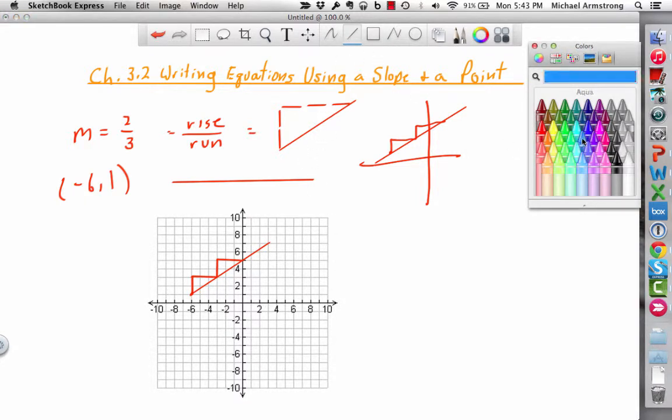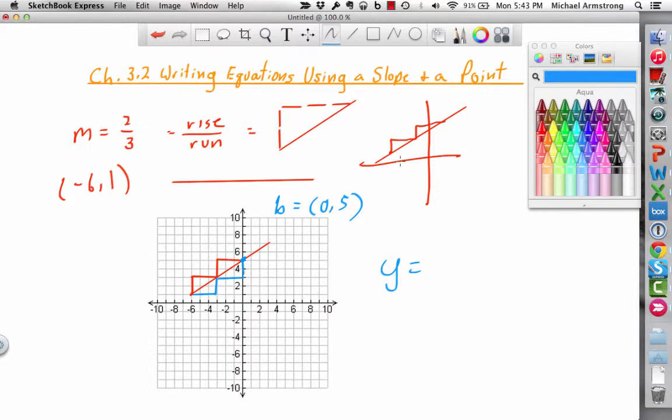If I wanted to do it the way the book does it, just because I don't like to leave them out, they run 3 and then they rise 2. As you can see, it's the same thing. Alright, so the neat thing is that we did find our y-intercept. Our b is at this point right here, which is at 0, 5. That's our y-intercept.